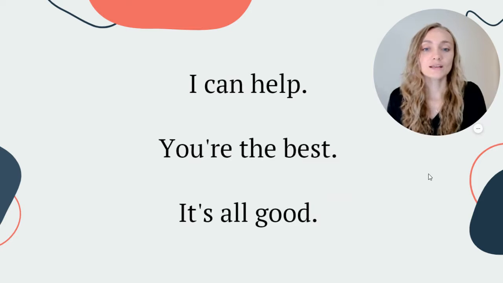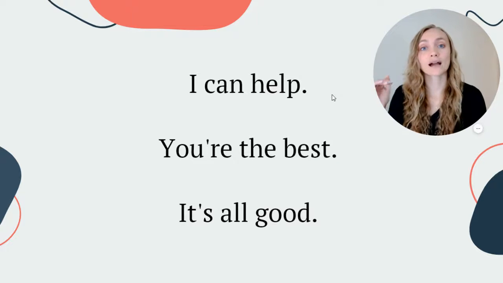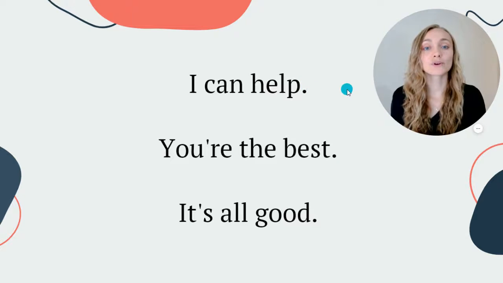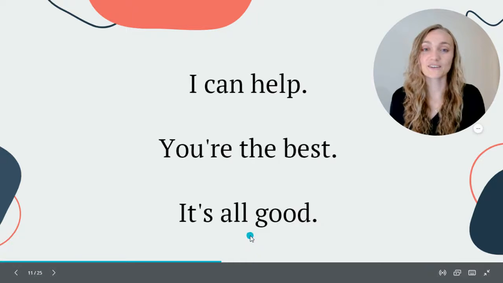Okay, so let's take some examples here. Read them off with me. I can help. You're the best. It's all good. What do you think is the most important word in these different examples? I can help. The same way we stress a syllable within a word, going louder, longer, and higher in pitch, we do the same thing for a word within a sentence. So listen for the word that is a little bit longer, louder, and higher in pitch. You're the best. It's all good.